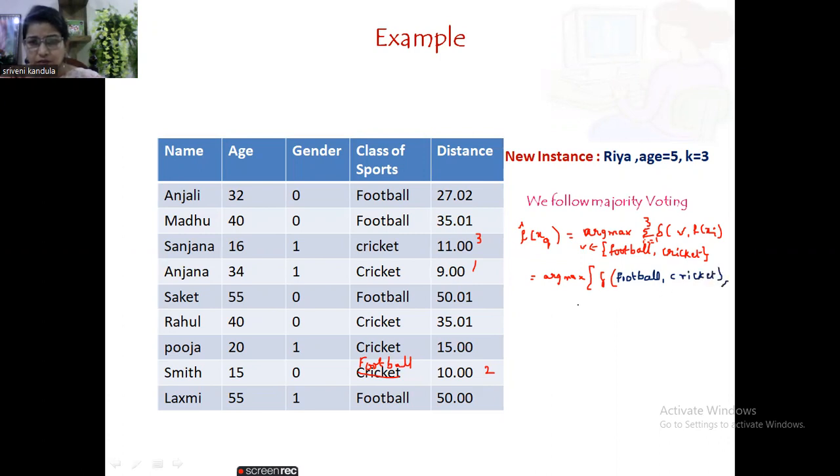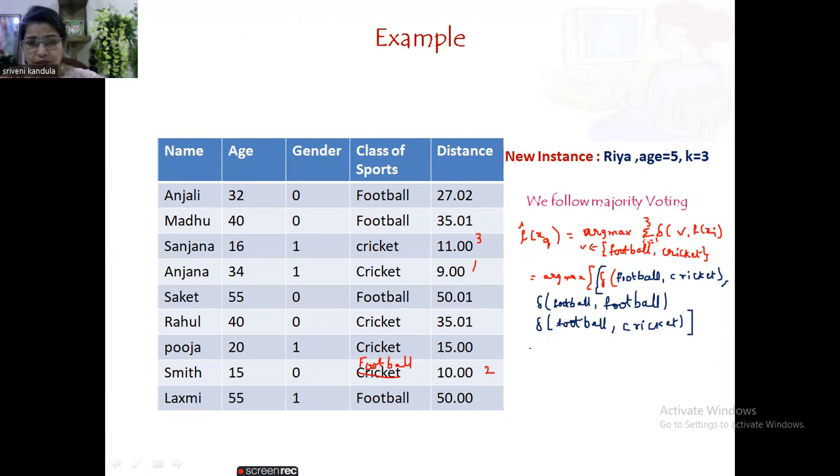Next, delta of football, again we are working with football. K value is 3, so 3 points I am taking. Next to 2, this is football. The next value is delta of football, comma, the third one. So it is taken as cricket. Okay, so this is done for one V value.